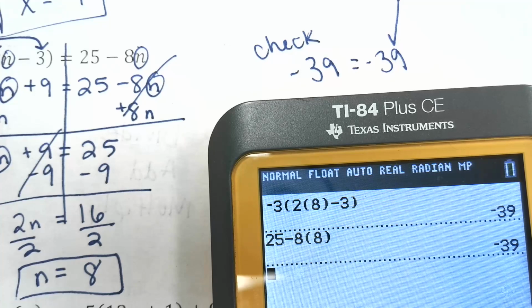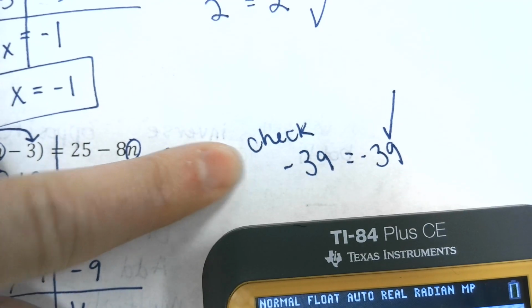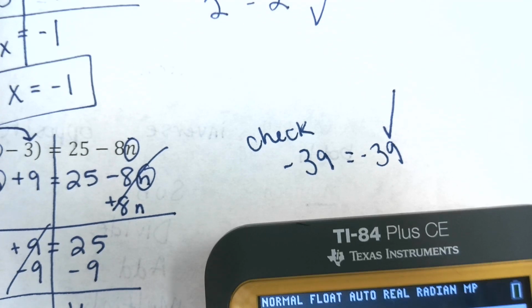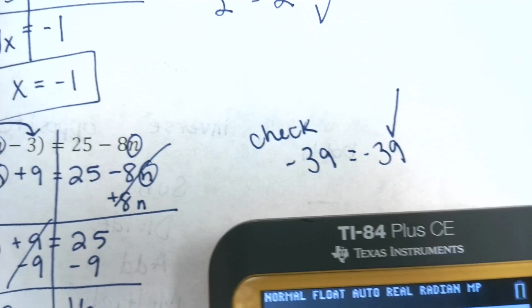So for checking work, I won't make you write this out anymore, but I do want you to write what they equal when you sub it in. The left side and the right side should be the same. If they're not, then you did something wrong. You need to go back.